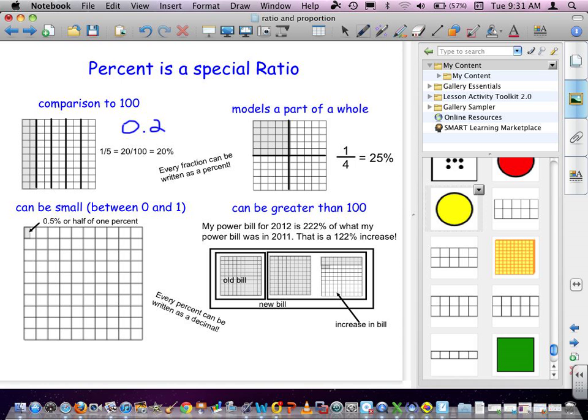0.005 because it's 5 thousandths. It's half of 100th, right? Which is 5 thousandths. So this would be written as 0.005 when we turn it into a decimal. Because 0.5% is 0.5 out of 100, which is 5 out of 1,000, right?